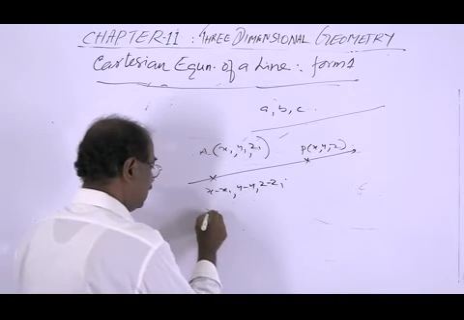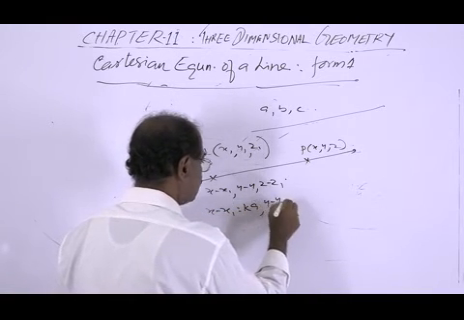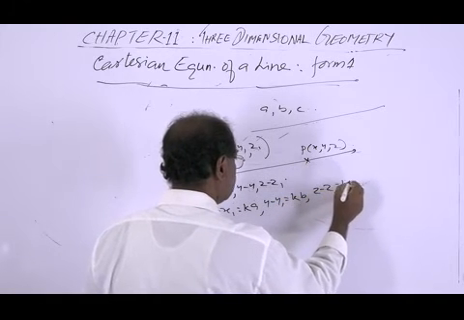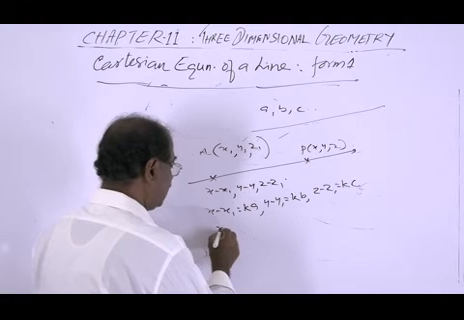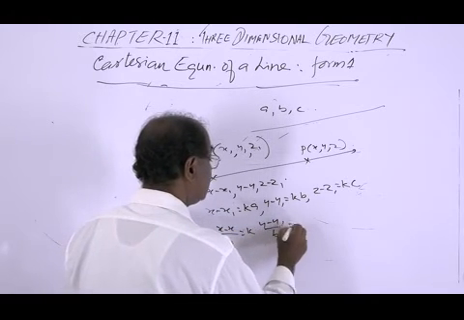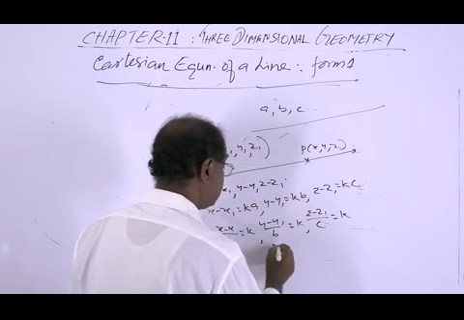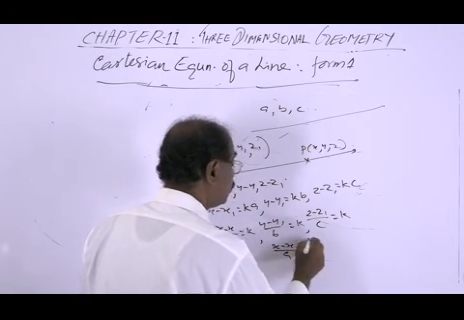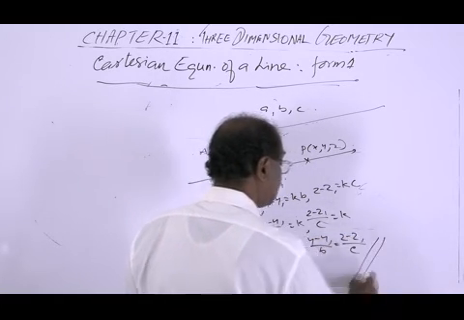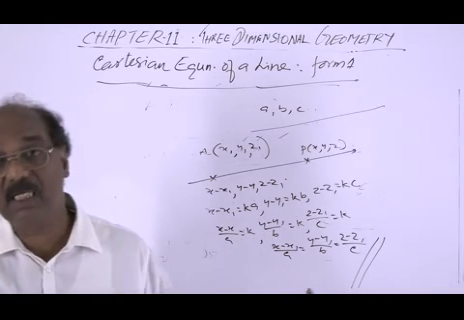So we can take x minus x1 is equal to some constant k into a, y minus y1 is equal to k into b, z minus z1 is equal to k into c. Or from these, (x minus x1) by a is equal to k, (y minus y1) by b is equal to k, and (z minus z1) by c is equal to k. Using this, we see that (x minus x1) by a equal to (y minus y1) by b is equal to (z minus z1) by c. So this is the Cartesian equation of it. So without using the vector equation, we can derive it like this.